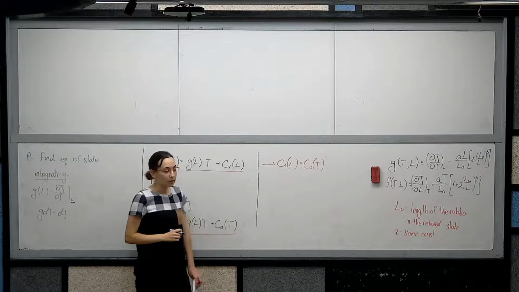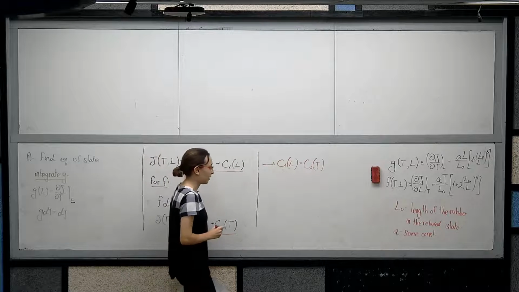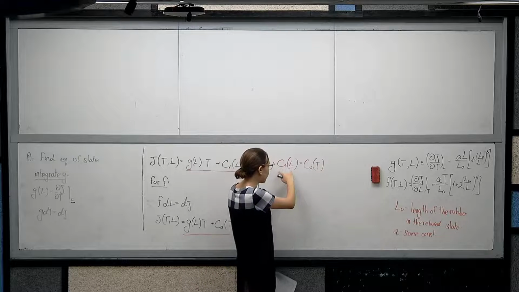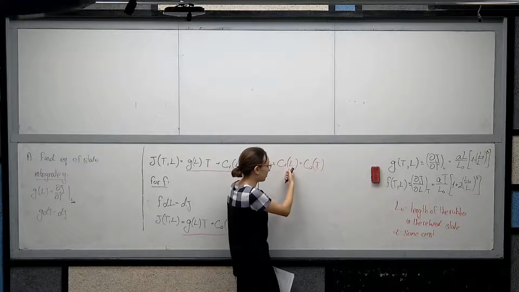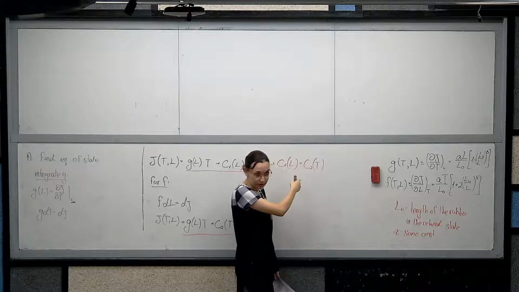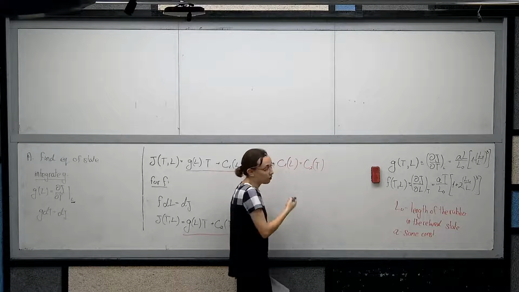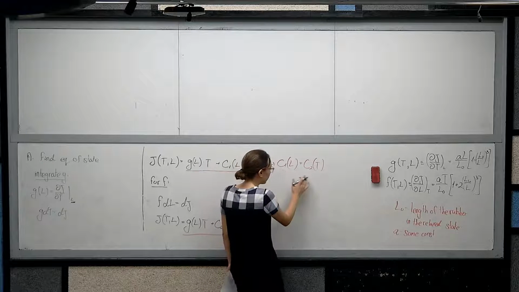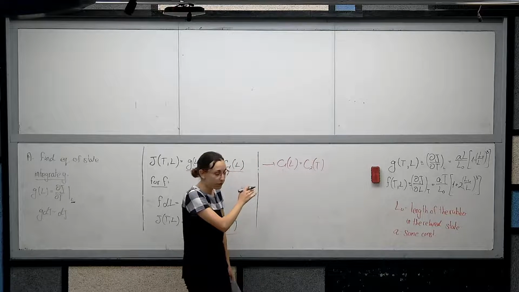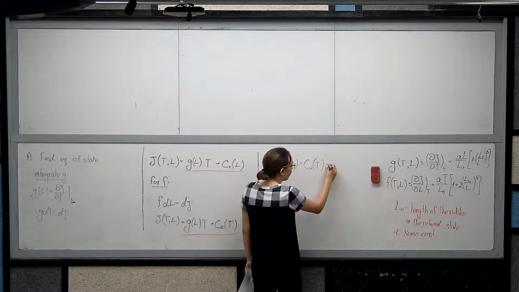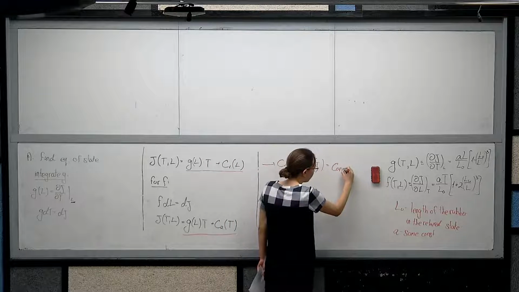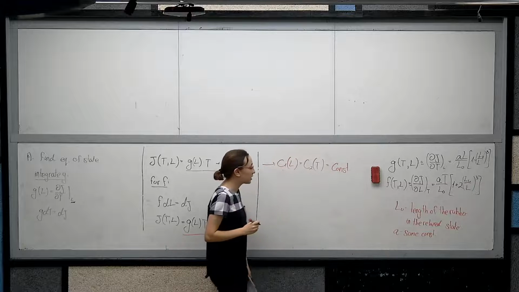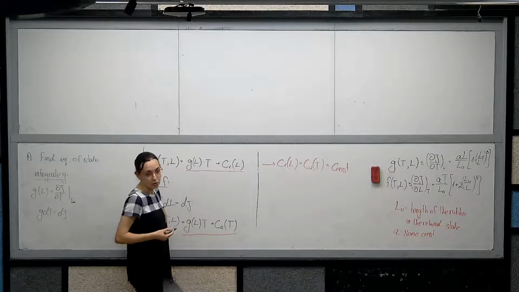Okay, what can we learn from here? We know C1 can be dependent on L and C2 can be dependent on T. But C1 cannot be dependent on T. So it means that in order for those constants to be equal, they are both just some constant that has no dependence on L and no dependence on T.